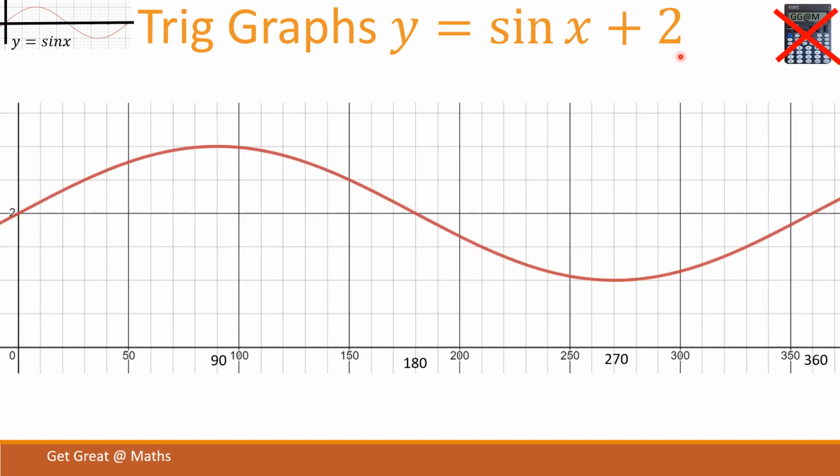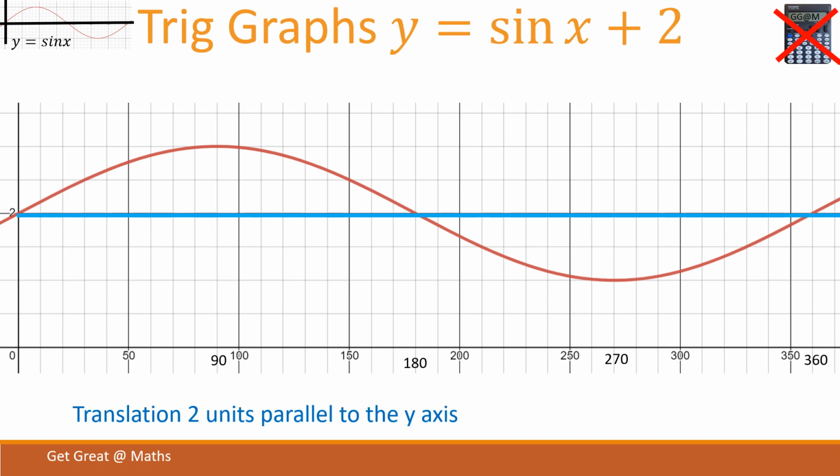Well done if you managed to draw this. What we've noticed is this central line has shifted up by 2. So the plus 2 on the end has shifted the whole graph up by 2. We could say that this is a translation of 2 units parallel to the y-axis, or I could write it as a translation of (0, 2).